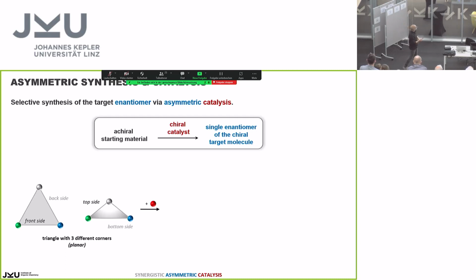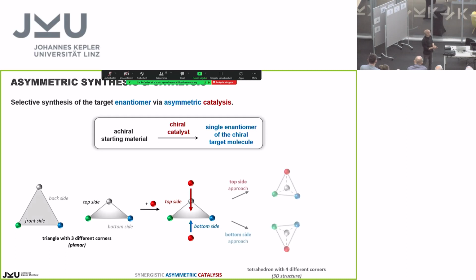If you now attach another ball to this triangle, you can attach it either from the top or from the bottom, and you will get 2 times a tetrahedron. If the ball comes from the top, you get this tetrahedron with this orientation of the 4 substituents. If the ball comes from the bottom, you get this one. Again, if you look at these 2 tetrahedrons, you see that they are image and mirror image. Usually, if you take any random triangle and do this, you have a 50-50 chance that the ball comes from the top or from the bottom.